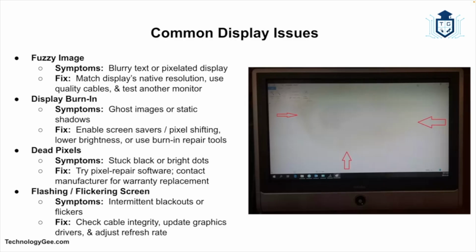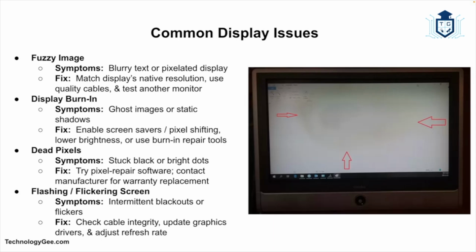You also want to adjust the screen brightness. Reducing the brightness or contrast of the display can help alleviate burn-in by reducing the intensity of static images. Then you also want to use burn-in removal tools. Some TVs and monitors come with built-in features that are designed to remove burn-in by cycling pixels or running specific test patterns. And you can also find third-party tools online for this purpose.